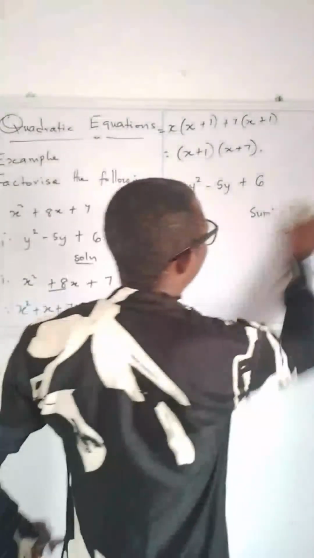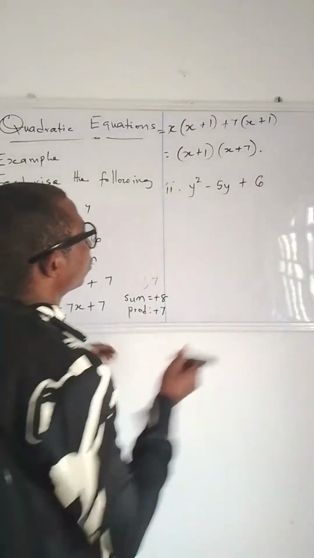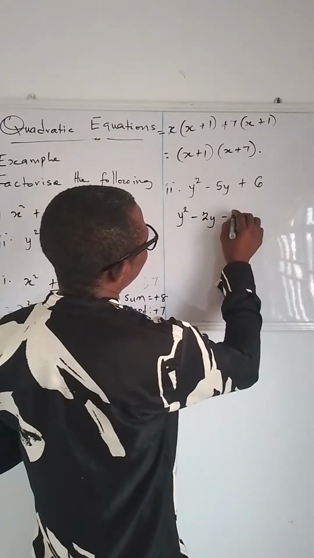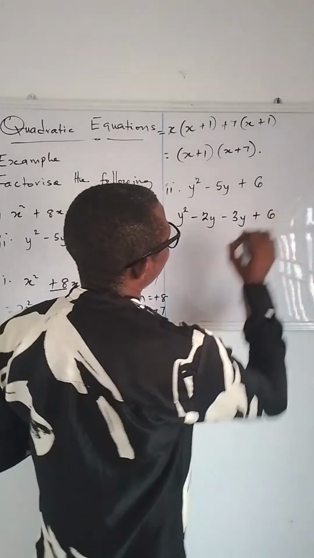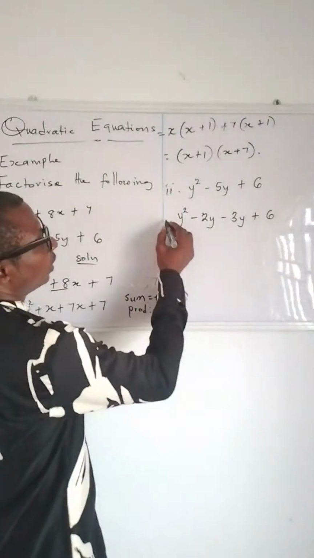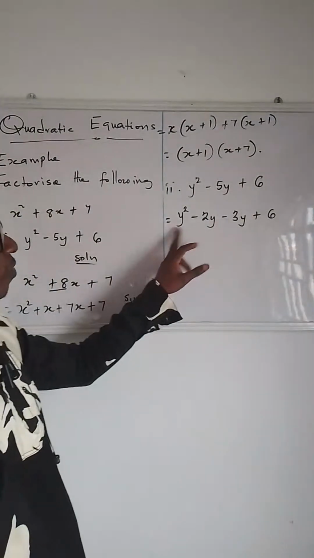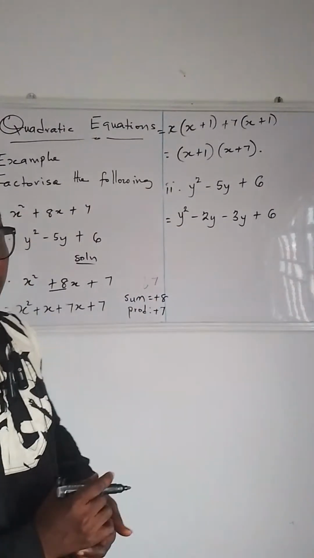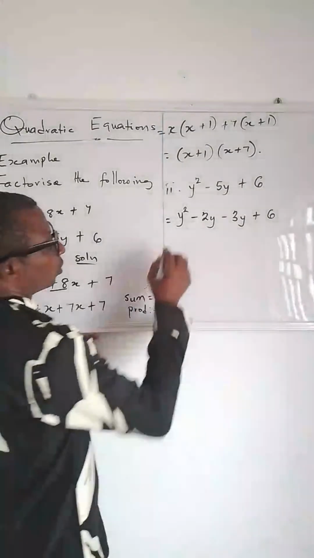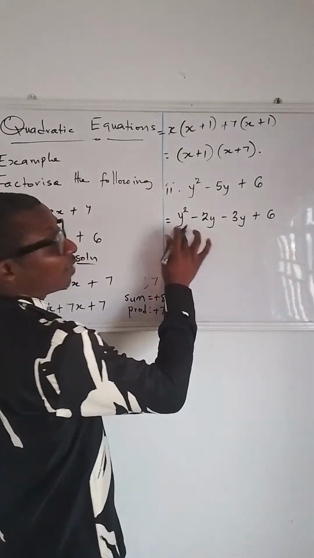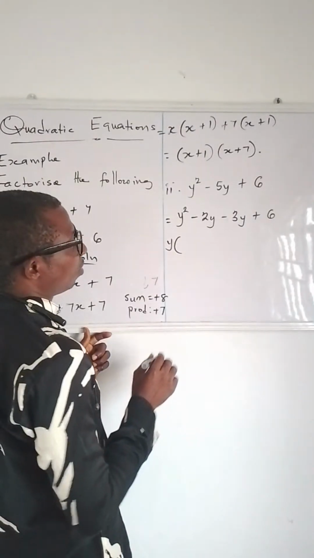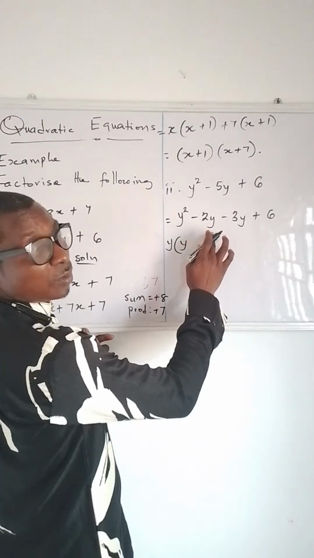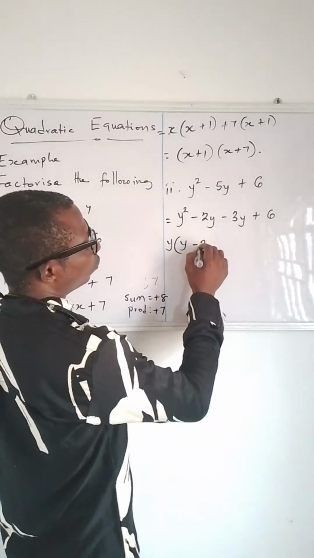Okay, so now let's do that. This expression now turns to y squared -2y -3y plus 6. Okay, so now the next thing is to look for the common factor in the first pair. Now, what can go here and can also go here completely? So that is y. So you factor out y. So when you divide y squared by y, you have y. When you divide negative 2y by y, you have negative 2.